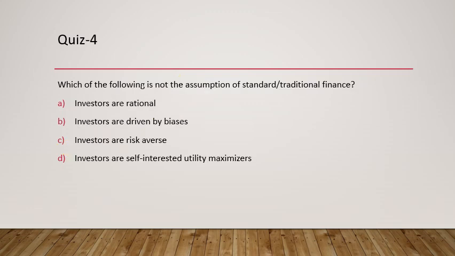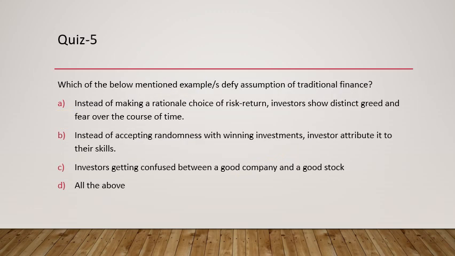Which of the following is not the assumption of standard traditional finance? So traditional finance is based on certain assumptions, very strong assumptions. Investors are rational, obviously, that's an assumption that they have. Investors are risk averse, which is also an assumption that they have. And investors are self-interested utility maximizers, which is also correct. So what is not correct is that investors are driven by biases. This is again part of behavioral finance. We go to question number 5.